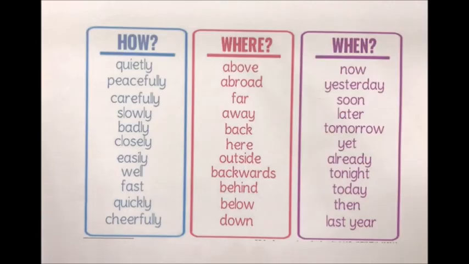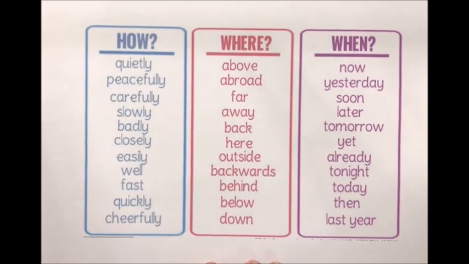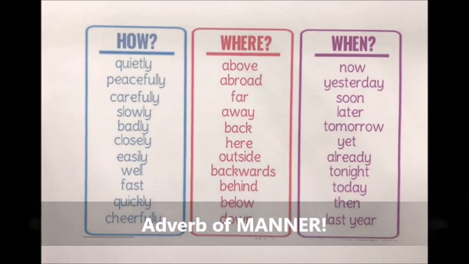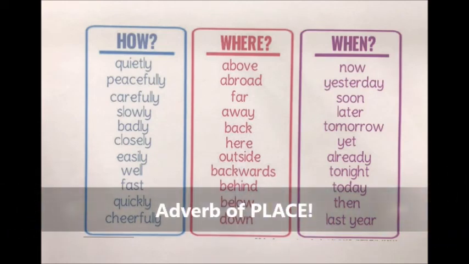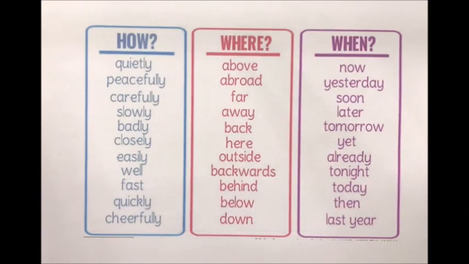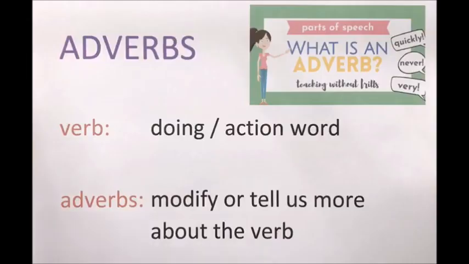To end off, here are some more examples. You ask yourself how, then you are working with an adverb of manner. You ask where, then you are working with an adverb of place. And when, it is an adverb of time. For now, we are using adverbs to describe or tell us more about the verbs. But adverbs can also be used to describe adjectives as well as other adverbs. But for now, we are only discussing the 3 types of adverbs, and all of them tell us more about a verb.